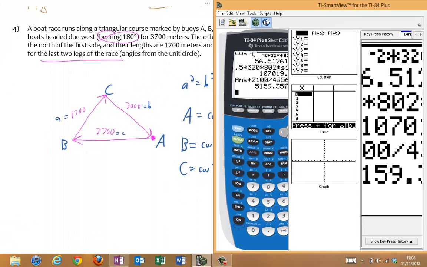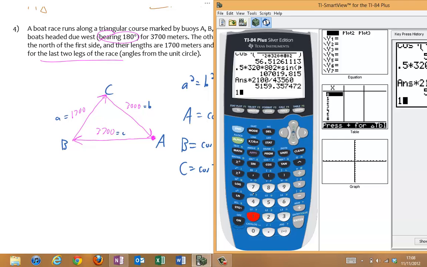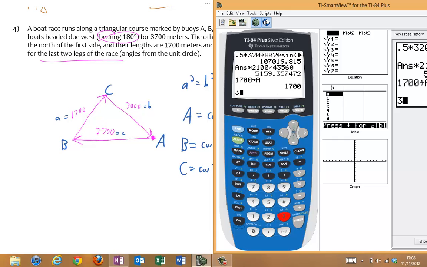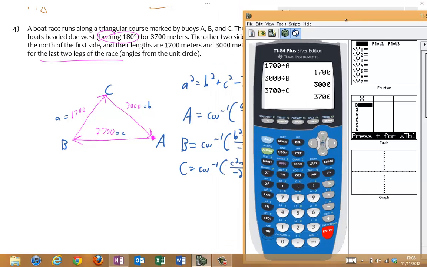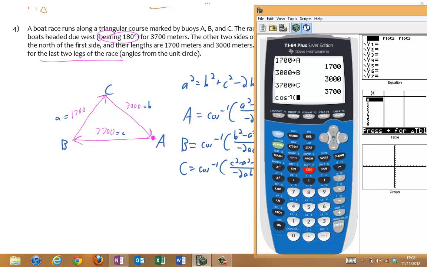So, okay, let's snap this over to the right here, and let's go 1700, store alpha A, 3000, store alpha B, and 3700, store alpha C. Now, if you guys were really genius, you would store these in your calculator, but it's okay. We're going to build the fraction up again, so alpha Y equals, this is going to be alpha A squared minus alpha B squared minus alpha C squared over negative 2 alpha B alpha C.